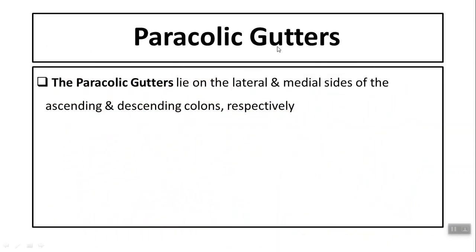The paracolic gutters in this region lie on the lateral and medial sides of the ascending and descending colon. It means on both sides of the colon. Gutters means a channel or slope. The paracolic gutters lie on the lateral and medial side of the ascending and descending colon respectively.